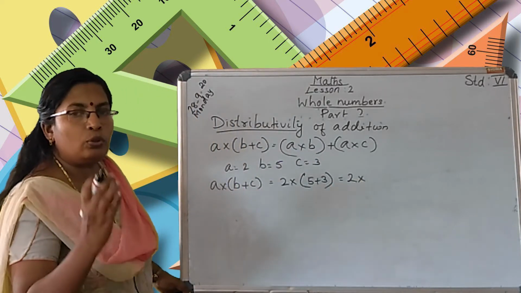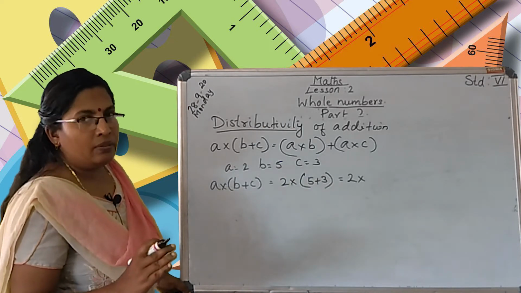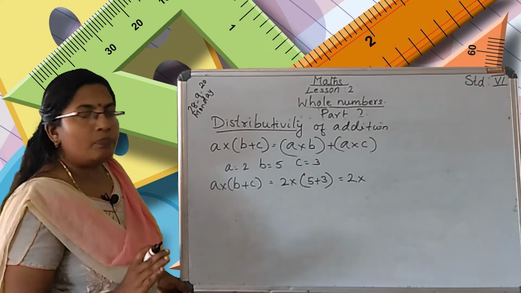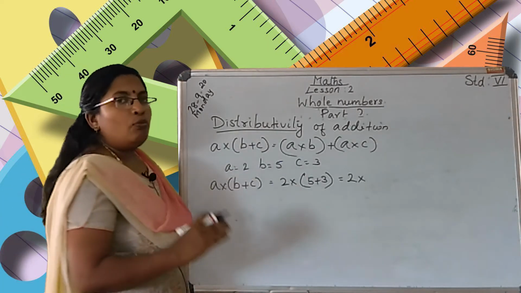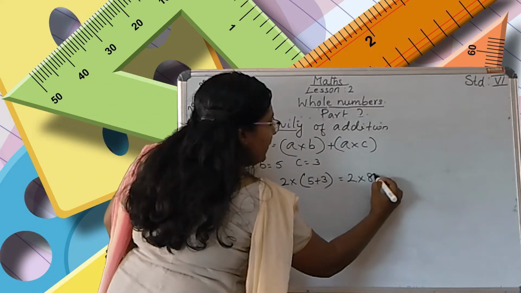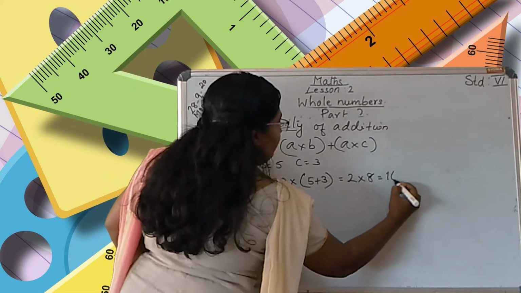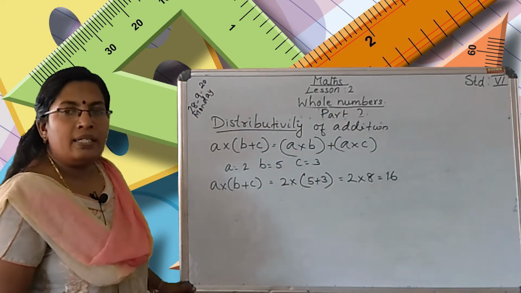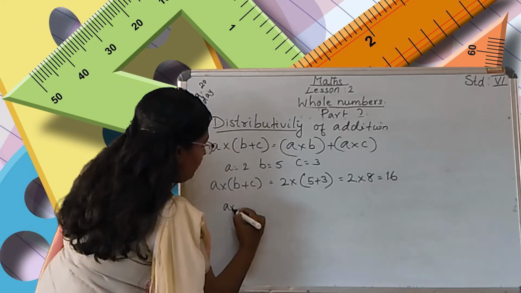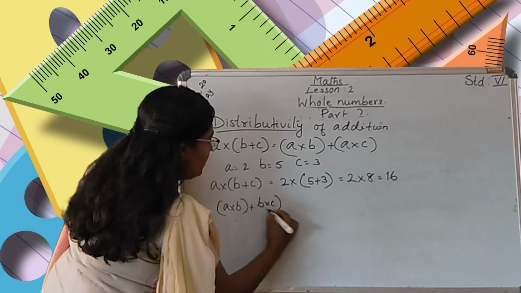First we want to do the calculation which is given inside the bracket. 2 into 5 plus 3, that is 2 into 5 plus 3, 8. So 2 8s are 16. Next, take A into B plus B into C.